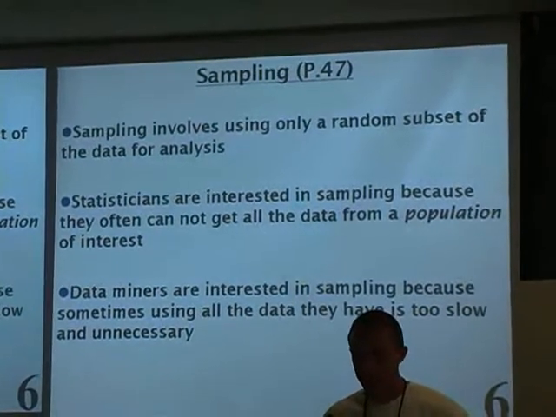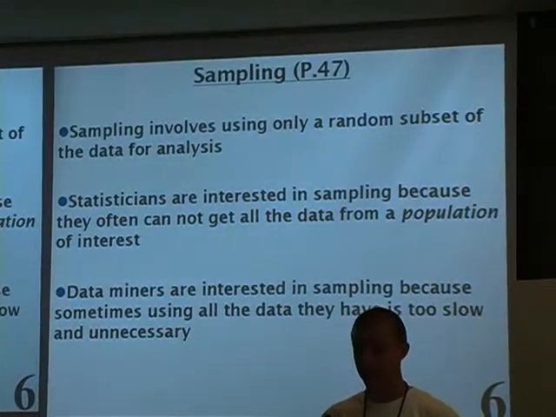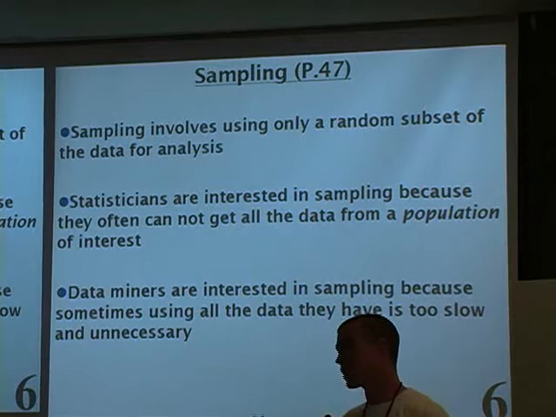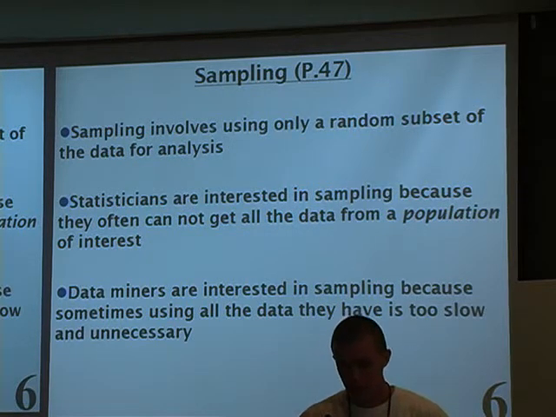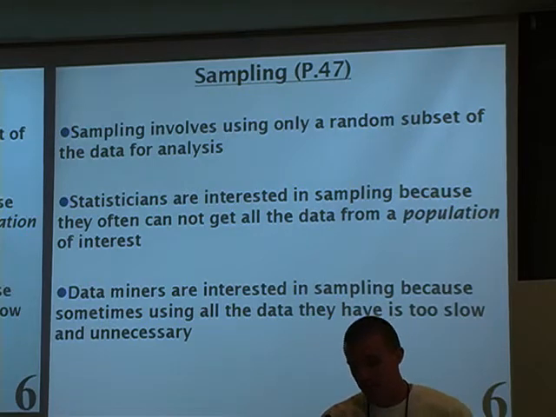Statisticians often do sampling because they can't get all the data they want. They can't get all the data from a large population, for example. They want to know the percent of all people that will vote for a candidate. Well, they can't ask everyone in the US who's going to vote for a candidate, but they can take a sample. Data miners like to do sampling because often they have all the data, or as much data as they really want, but it's just too slow or too cumbersome or unnecessary to work with the whole data set. So we often just take a sample if that's going to give us an answer that's close enough to what we're after.